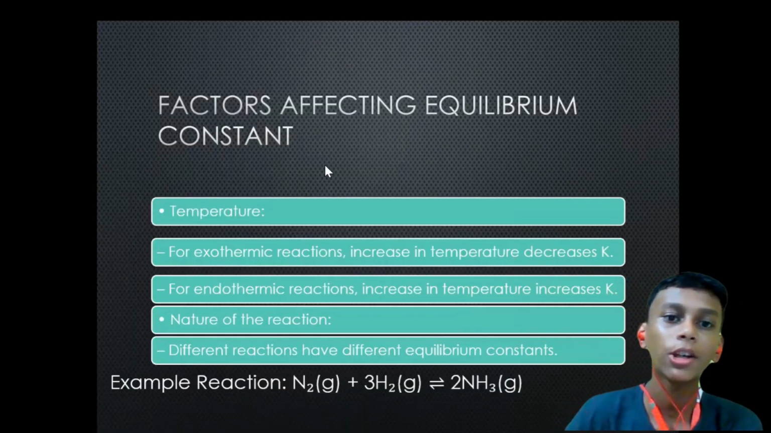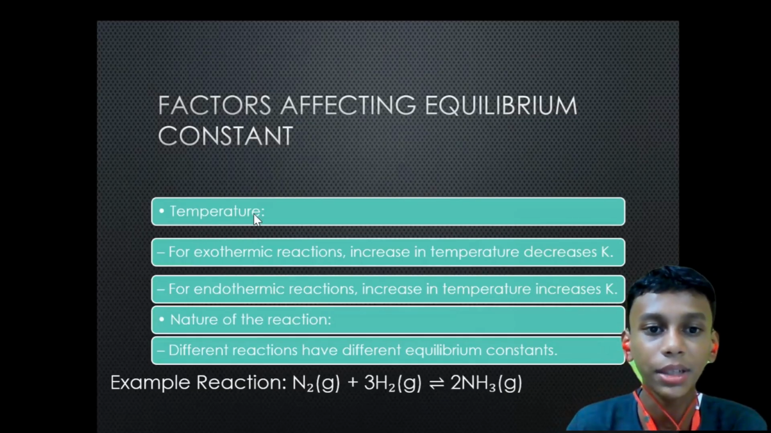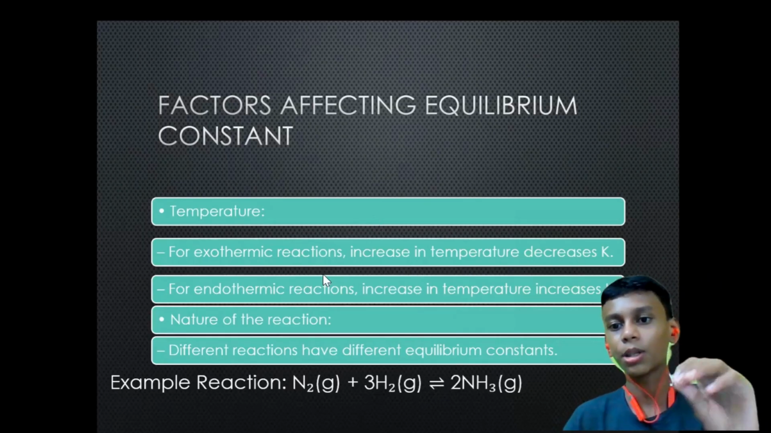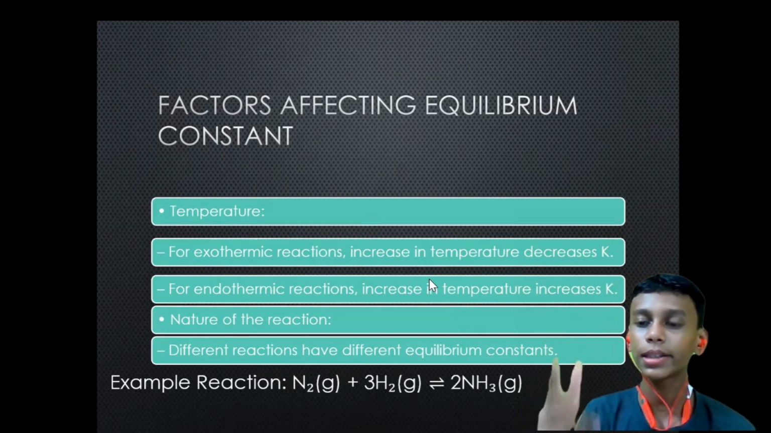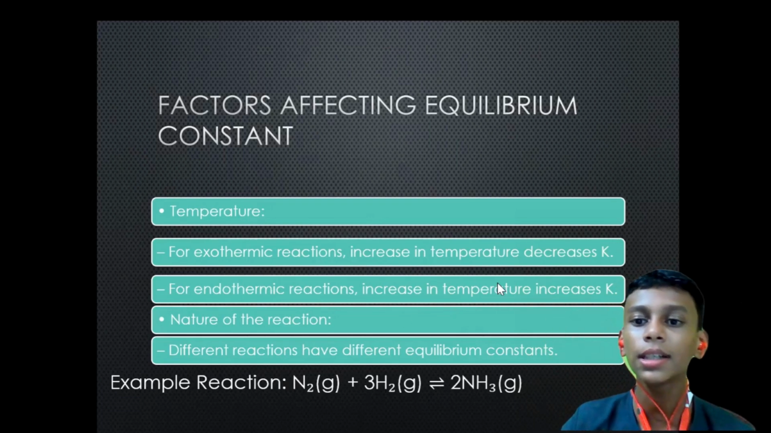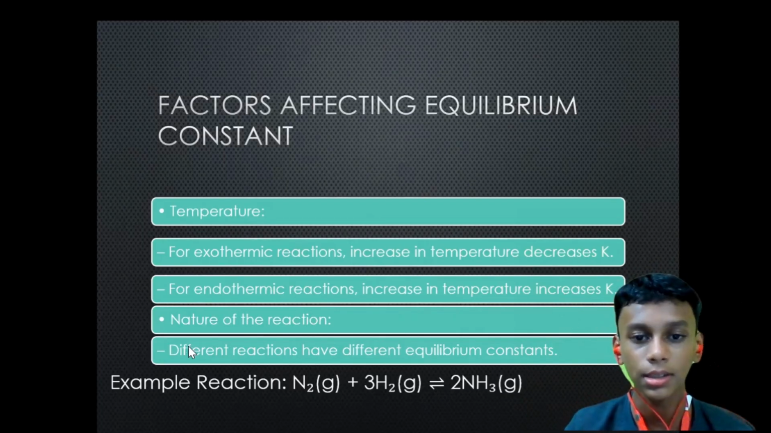Factors affecting the equilibrium constant. The first factor is temperature. For an exothermic reaction, if the temperature increases, the K value will decrease, and for an endothermic reaction, an increase in temperature will make K also increase.